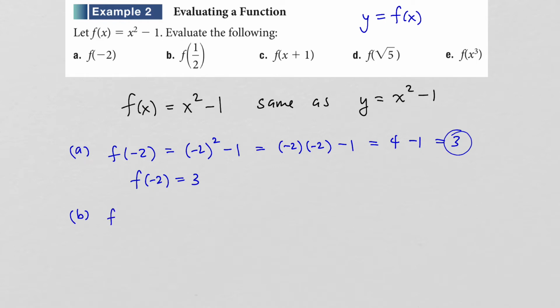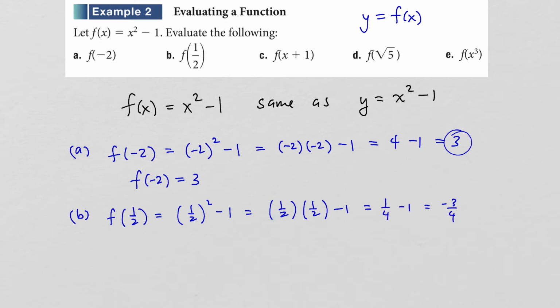So next we have f of 1/2. So this works the same way. It's going to be 1/2 squared minus 1. If we do the math on that, remember 1/2 squared is just 1/2 times 1/2. 1/2 times 1/2 is 1/4. And 1/4 take away 1 is negative 3/4. So the summary here is f of 1/2 is equal to negative 3/4.